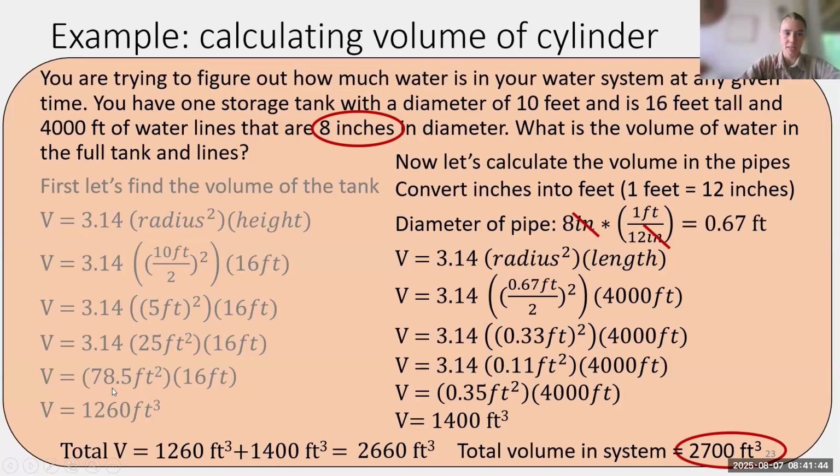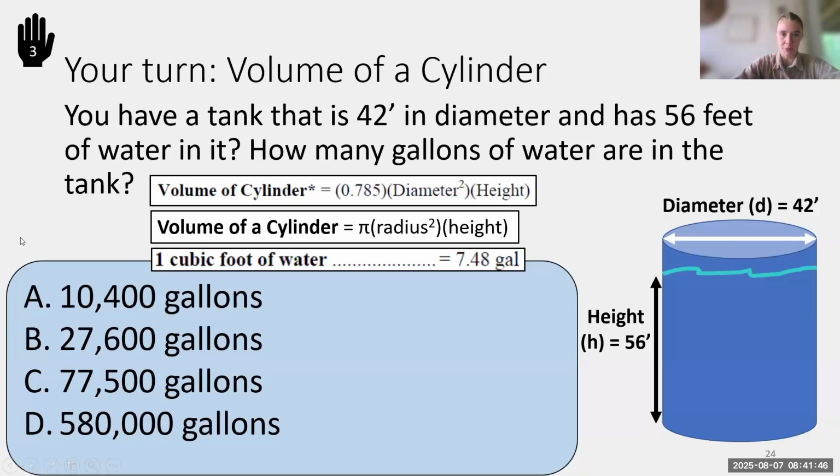Okay. So now we've seen that example. I'll let you all have a go at it. So in this problem, you have a tank that is 42 feet in diameter and has 56 feet of water in it. So we're talking about a height of 56 feet. How many gallons of water are in this tank?